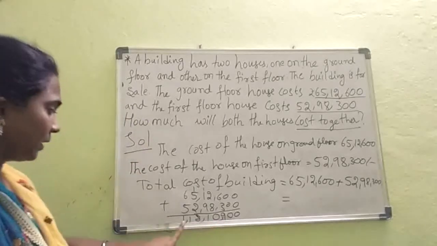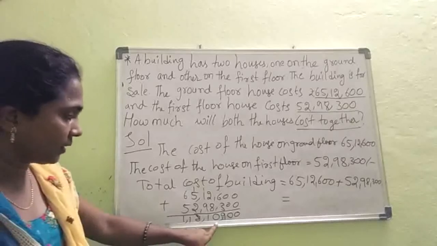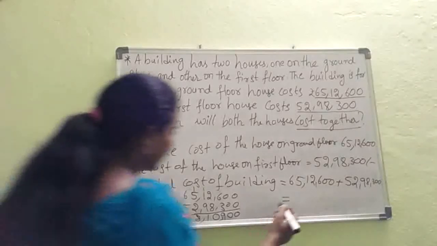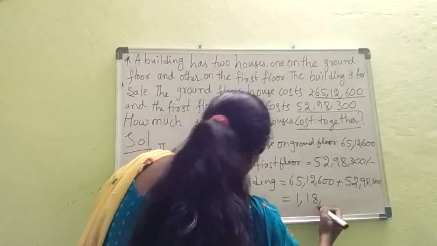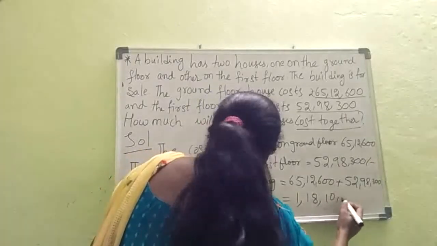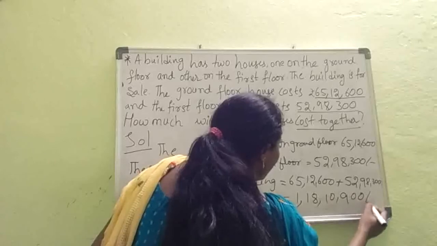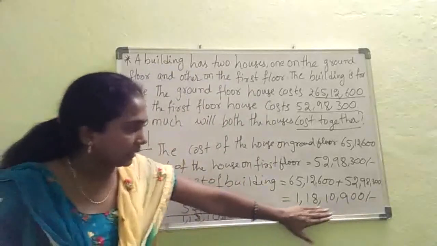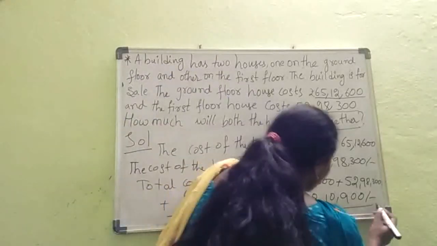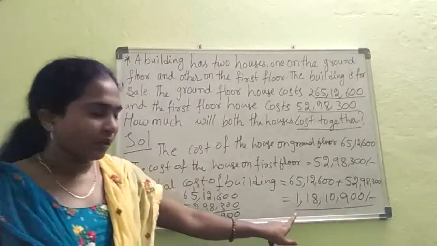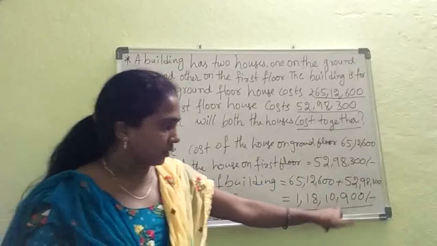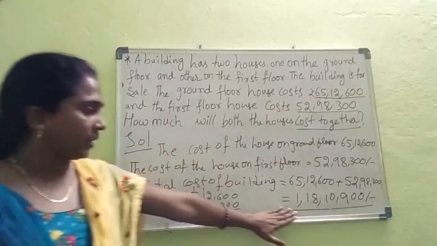What is the result we got? 1 crore 18 lakh 10,900. I am writing here the final answer after adding these two numbers: 1 crore 18 lakh 10,900 rupees. When you add up these two numbers, you will get 1 crore 18 lakh 10,900. This is the final answer.